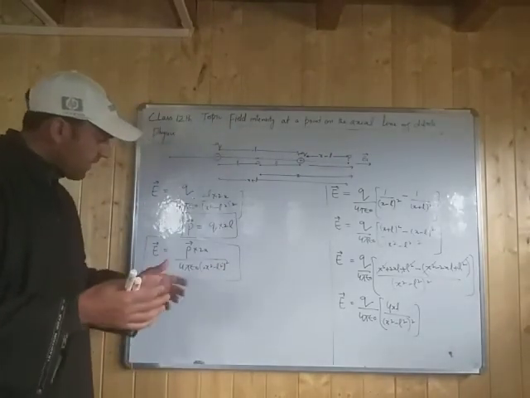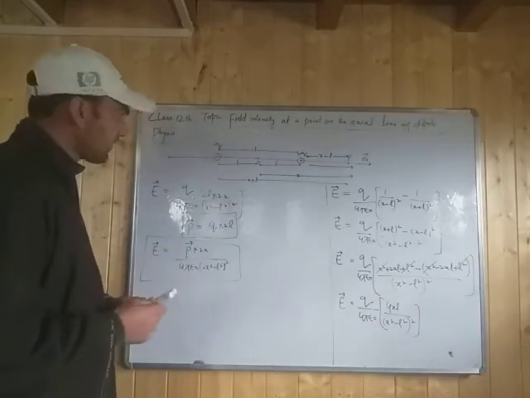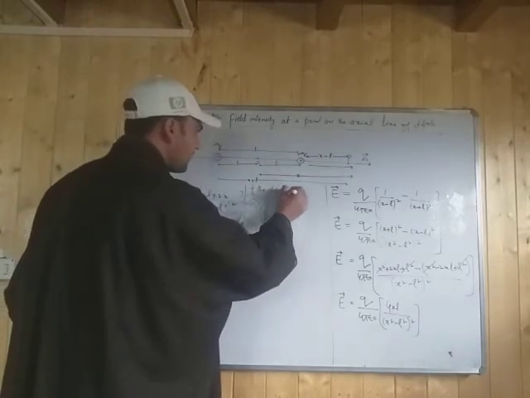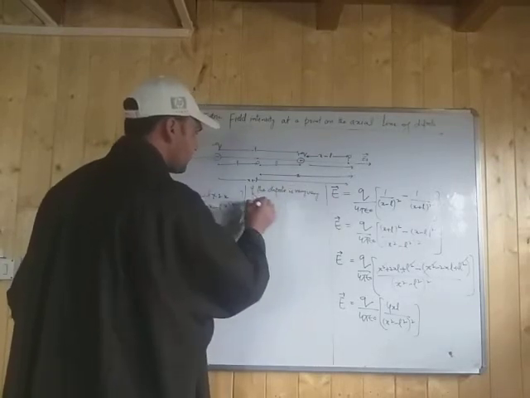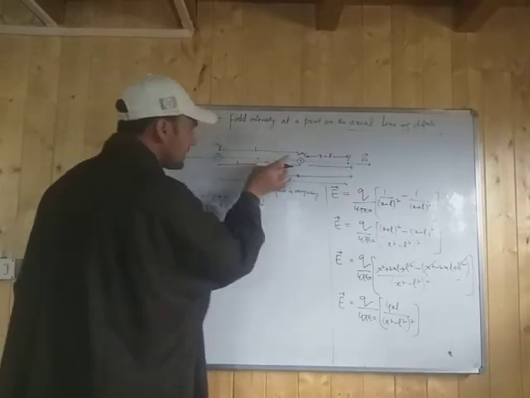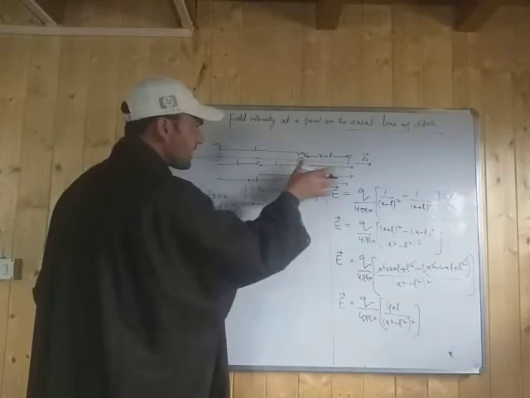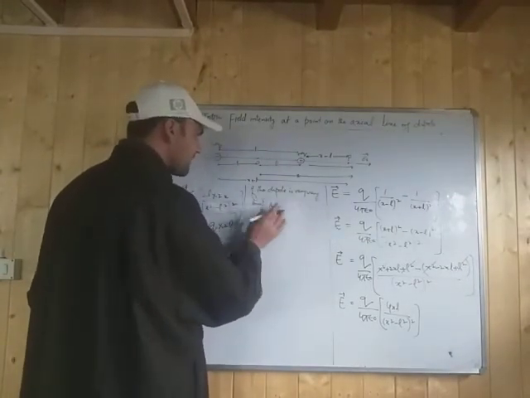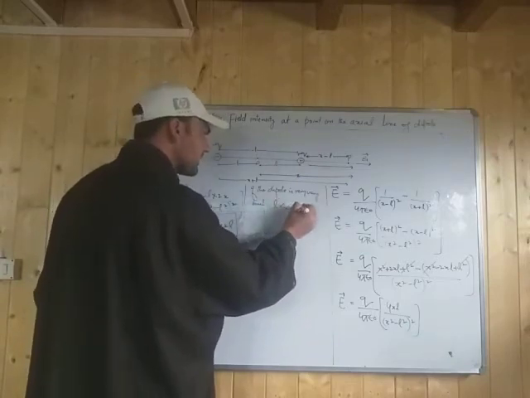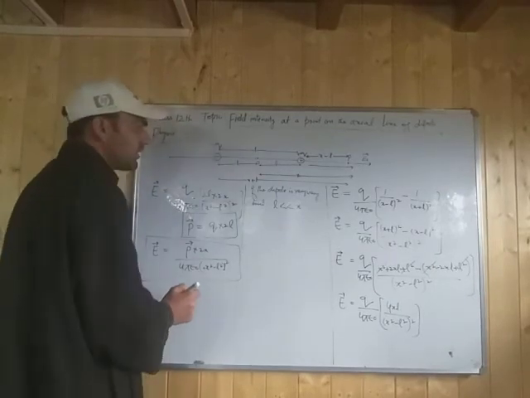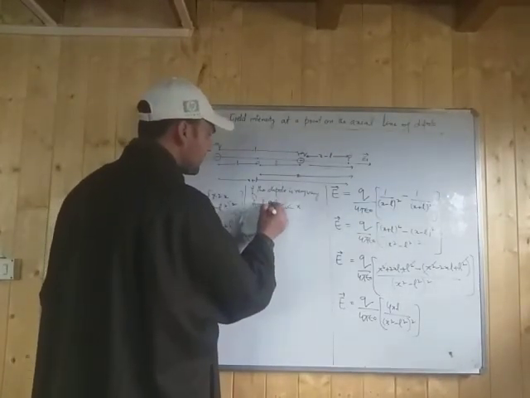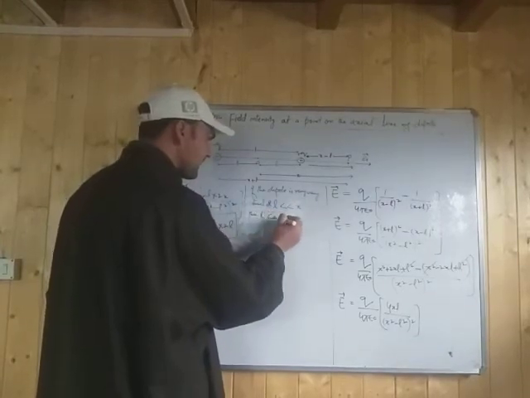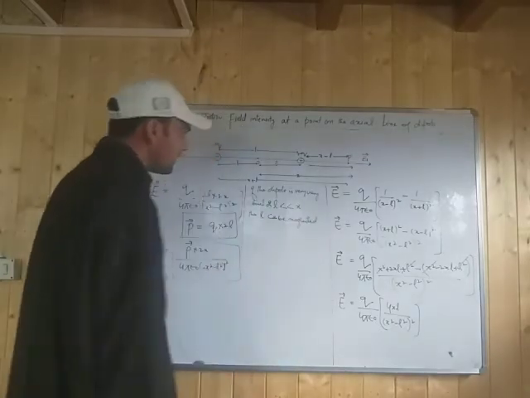But we want to make some approximations here. If the dipole is very small, then this length L can be neglected as compared to the distance from the center of the dipole to the point P. So if the dipole is very small, that means 2L is far less than x, then L can be neglected.